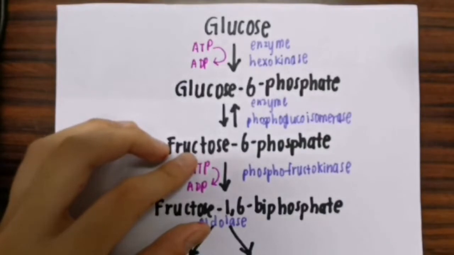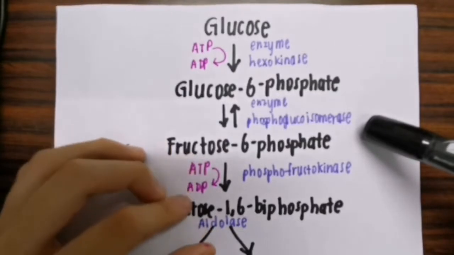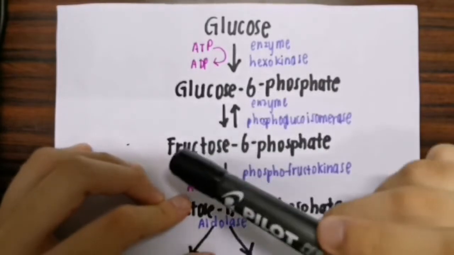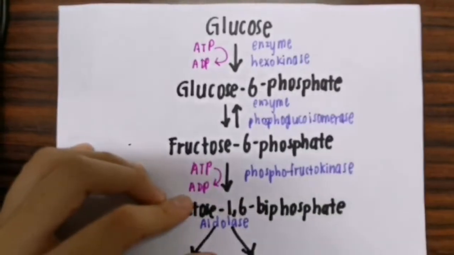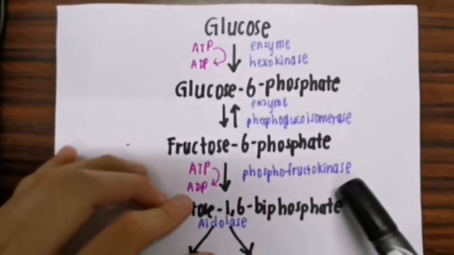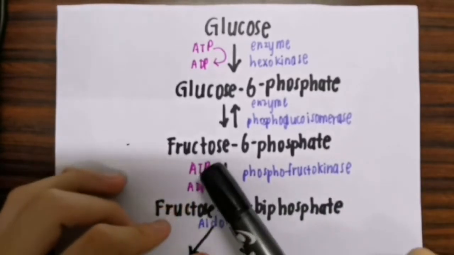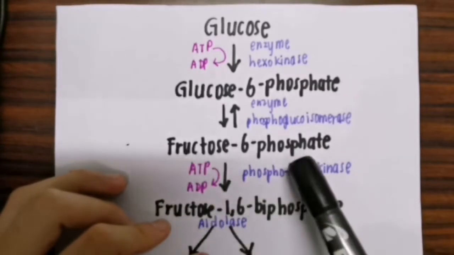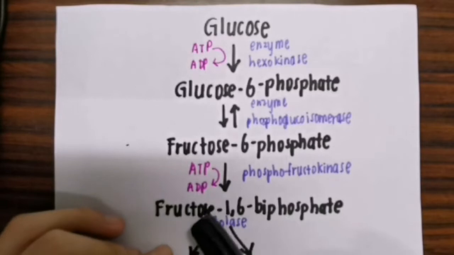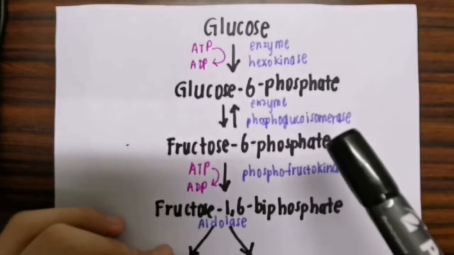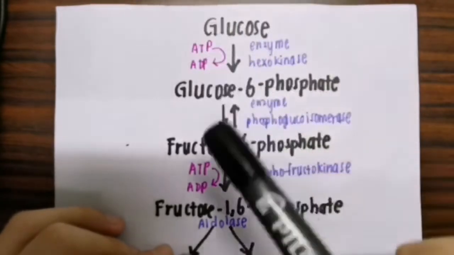Step 2 is the enzyme phosphoglucoisomerase isomerizes G6P into its isomer, which is fructose 6-phosphate. Step 3 is the enzyme phosphofructokinase, which uses another ATP molecule to transfer a phosphate group to F6P in order to form fructose 1,6-bisphosphate. 2 ATP molecules have been used so far.